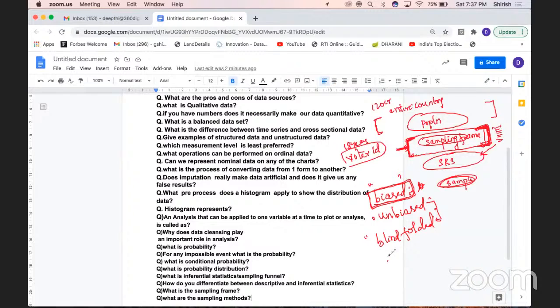So whatever you call SRS, that is simple random sampling. One of the examples of unbiased sampling is simple random sampling. Okay. So if I want to pick the winner from a pool of contestants, lottery type, what happens there?